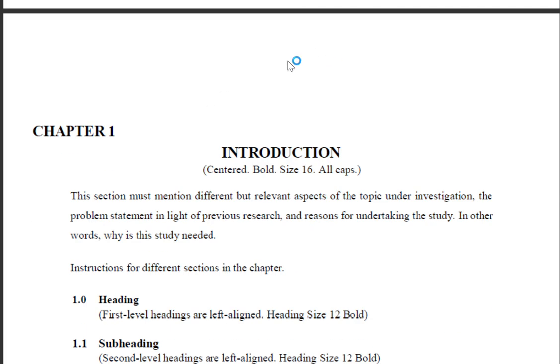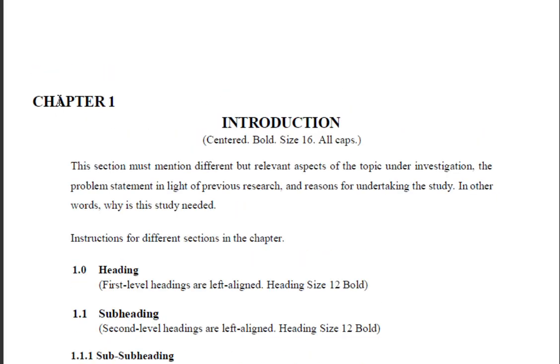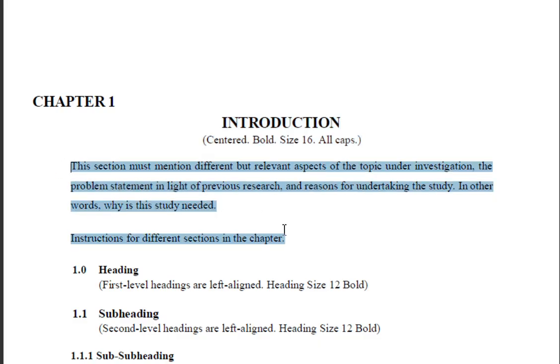After that abstract, then comes chapter 1. As you can see, chapter 1 is on the left indented, then comes the name, Introduction, which is centralized, bold, 16, then comes the normal text. This section must mention different but relevant aspects of the topic under investigation, the problem statement in light of the previous research, and reasons for undertaking the study. In other words, why is this study needed?